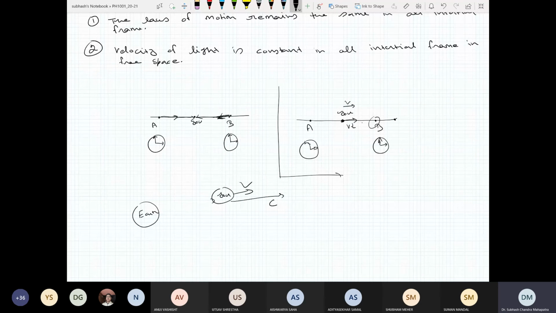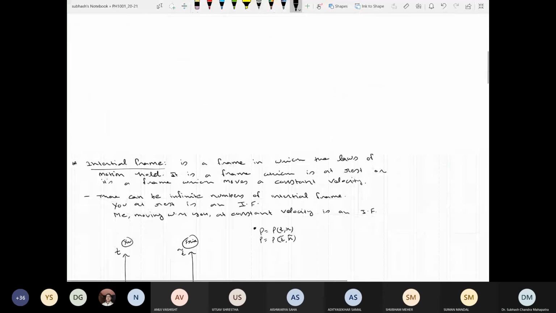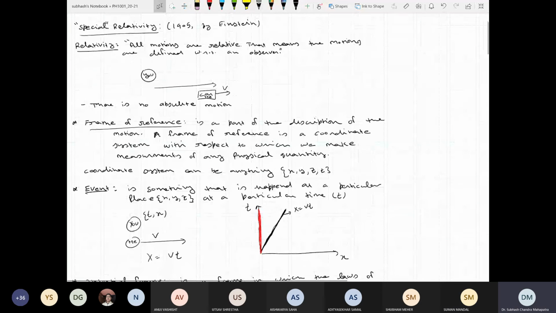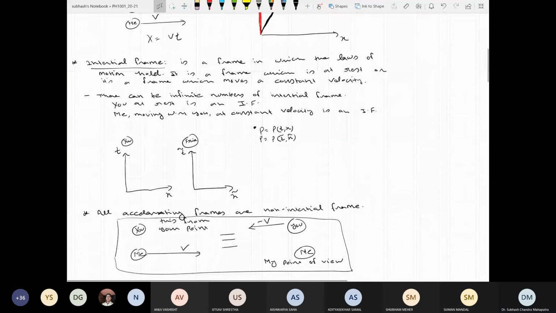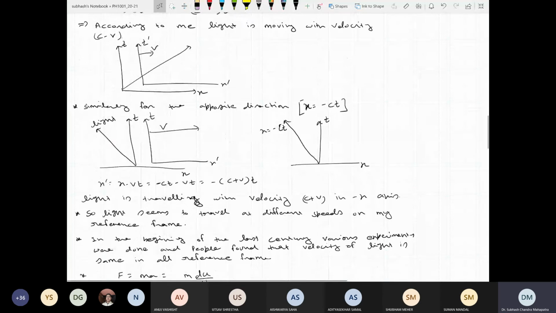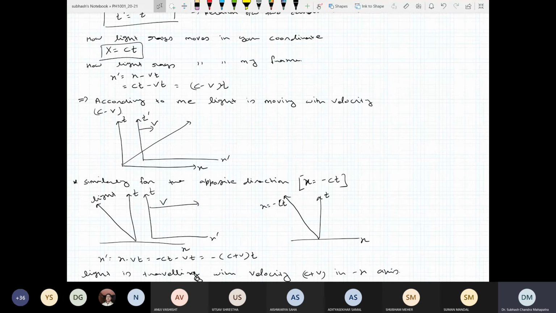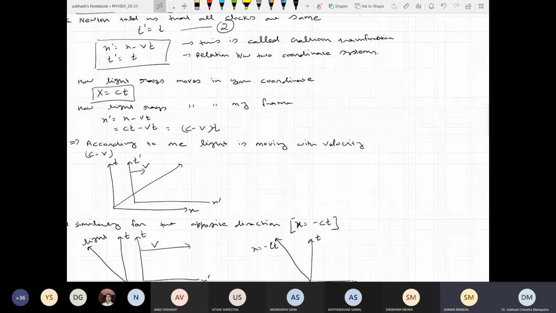The point is this velocity addition law. Where did we do it? We did it somewhere. Let me just see. Yeah, so you see, we say that the velocity of light can be c minus v and c plus v if we assume Galilean transformation, right? So the velocity of light seems to be different, but that is not the case. This velocity cannot be directly added.